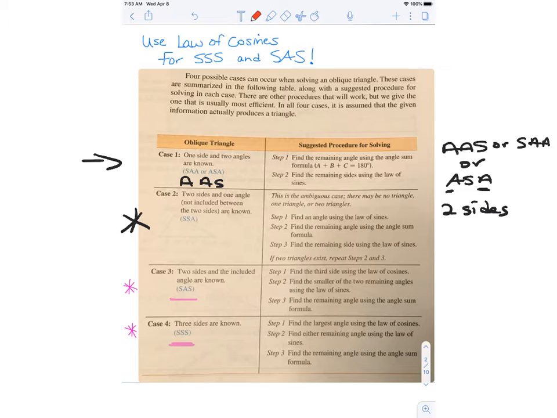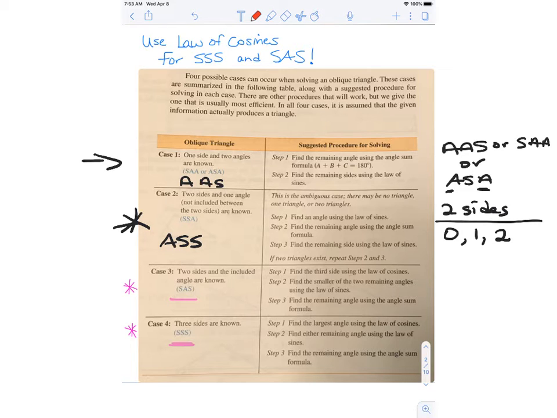Now, this one right here, this SSA or ASS, this is the one that's the ambiguous case. When you're given this scenario, this is the only time you need to check to see if you have 0 triangles, 1 triangle, or 2 triangles. Now, when it ends up being 0 triangles, as soon as you try to find that first angle, you're going to get an error on your calculator. And then you know that there's no triangle that could be formed.